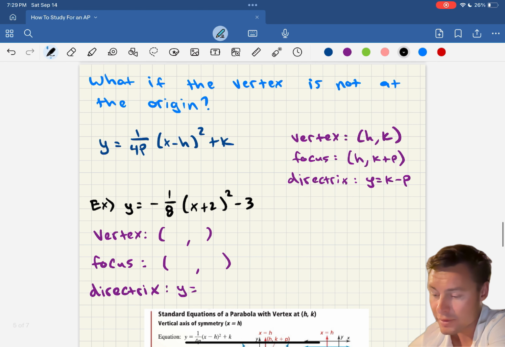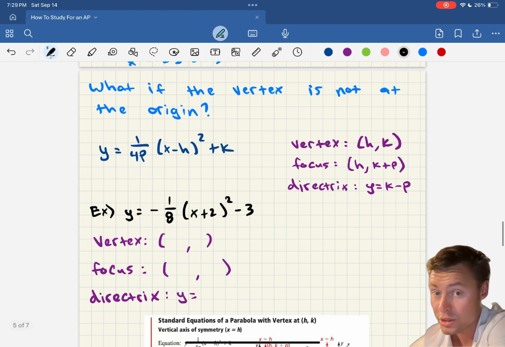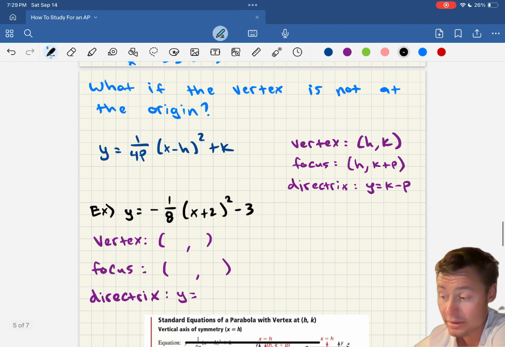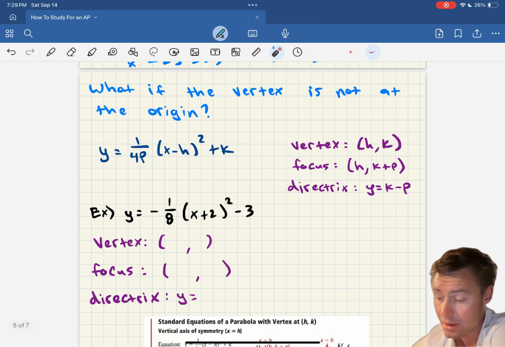Now, what if the vertex is not at the origin? So what if the vertex isn't 0, 0, it's somewhere else on the graph? And that's going to be something you commonly see. Our vertices are often not at 0, 0. Well, I don't know if you remember before, but we have our friends h and k back in the mix, where h represents the x value of the vertex and k represents the y value of the vertex.